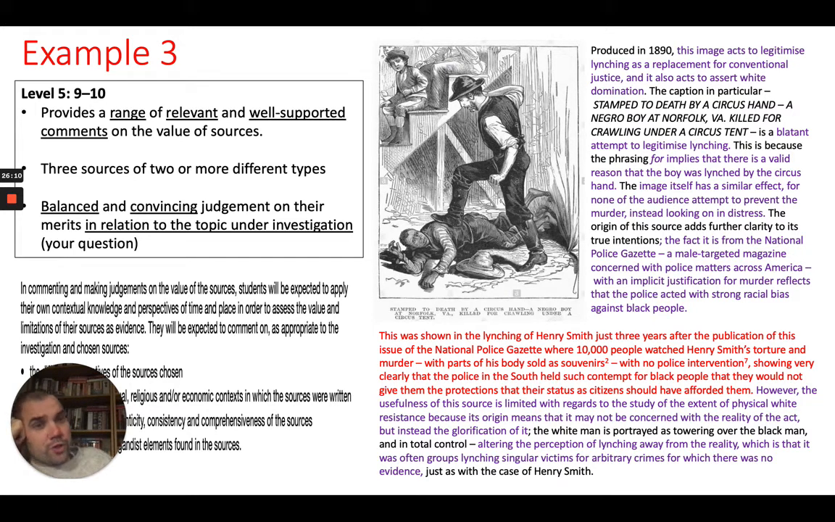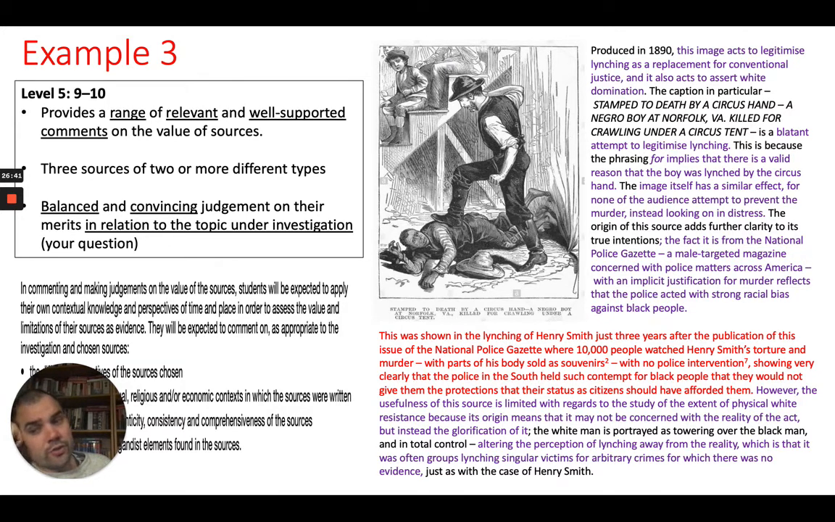So first of all, produced in 1890, this image acts to legitimize lynching as a replacement for conventional justice, and it also acts to assert white domination. So again, we've got a comment straight away about why we're looking at this source. What's the point? It's going to show us how lynching was legitimized and the way that lynching was used to replace conventional, court-based justice. The caption in particular, "stamped to death by a circus hand, a Negro boy at Norfolk, VA, killed for crawling under a circus tent," is a blatant attempt to legitimize lynching.